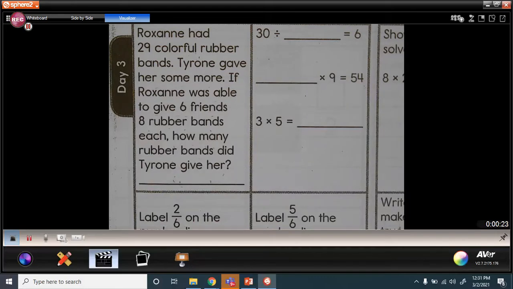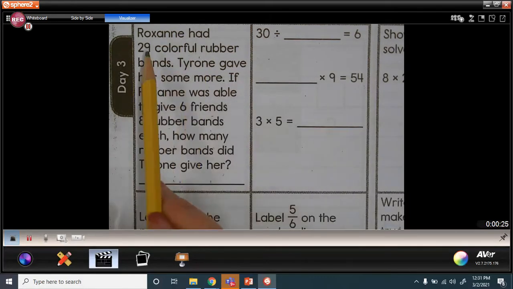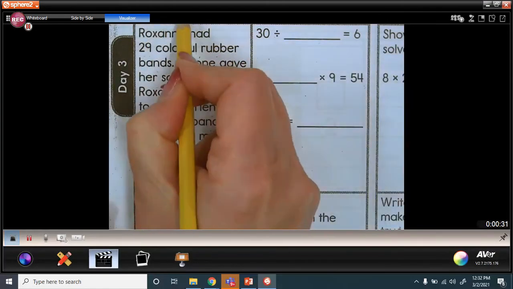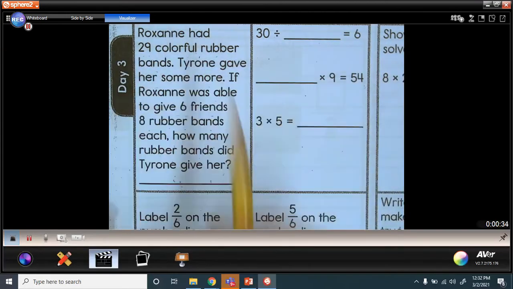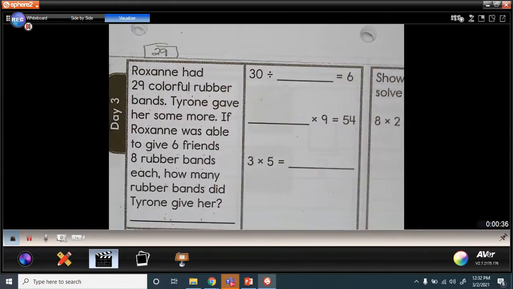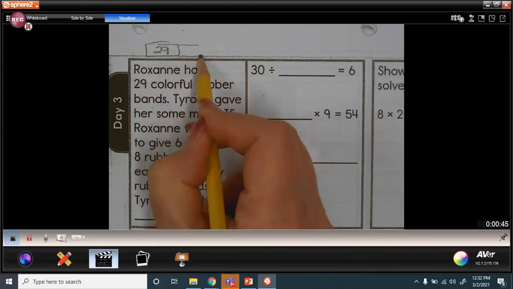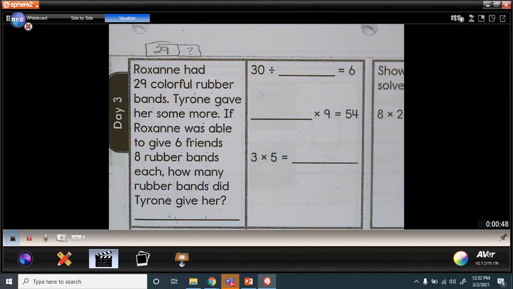Looking at the very first problem, it says Roxanne had 29 colorful rubber bands. Let me model this in my head. Here's a package. There's 29 rubber bands. Tyrone gave her some more. Okay, I don't know how much Tyrone gave her. If Roxanne was able to give 6 friends 8 rubber bands each, now we've got to take this. This is a 2-step problem. How many rubber bands did Tyrone give her?